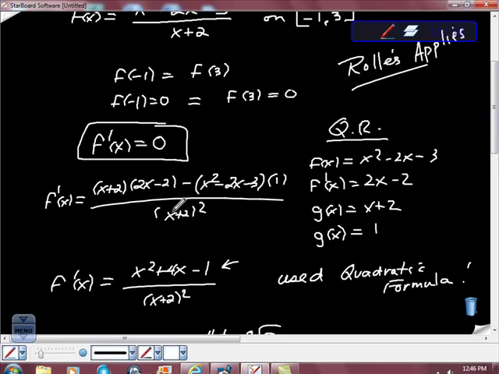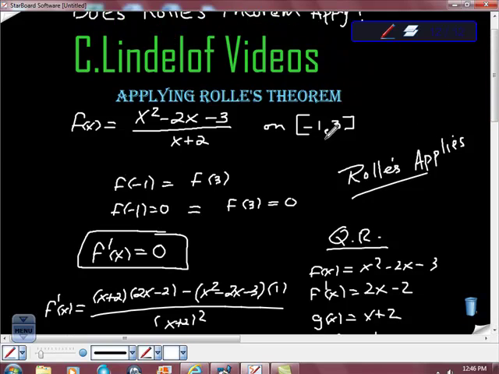If you look here, though, you'll see somebody hopefully is saying, hey, Charlie, remember that this function is not defined at x is equal to negative 2. And you're right. The reason that I don't care about this is because look at the domain. Negative 2 doesn't occur in there, so I don't have to mention it.